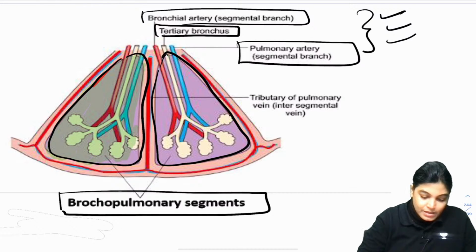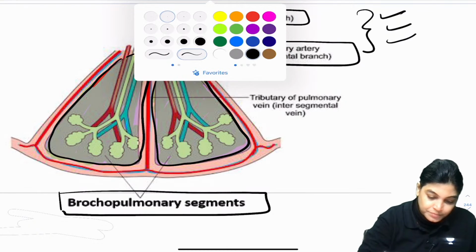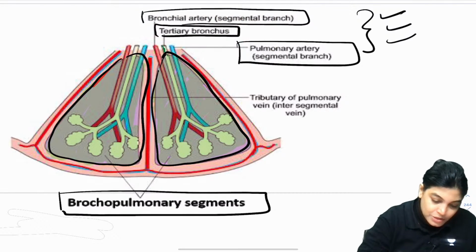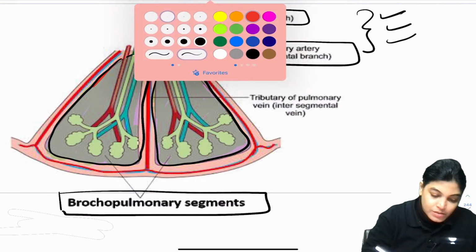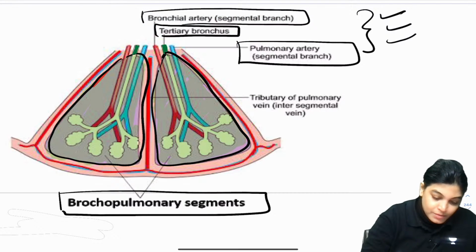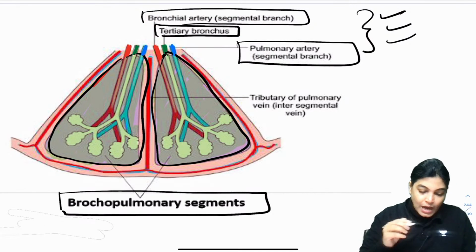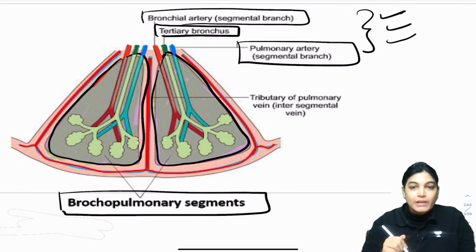Okay, and this one is the other bronchopulmonary segment. So exactly these are residing inside one bronchopulmonary segment. See here, got it? Here we have got tertiary bronchus. On both sides we also have the bronchial arteries and the pulmonary arteries. Now let's see the location of pulmonary vein tributaries.